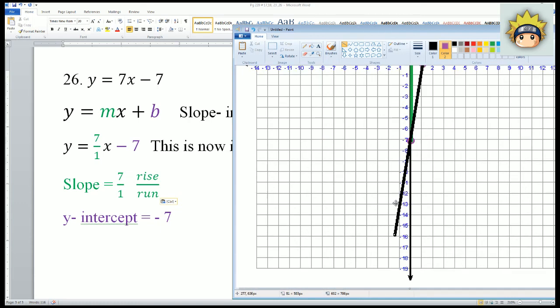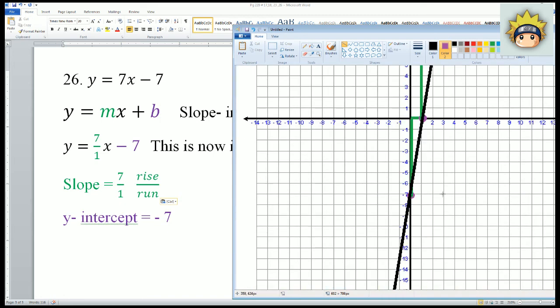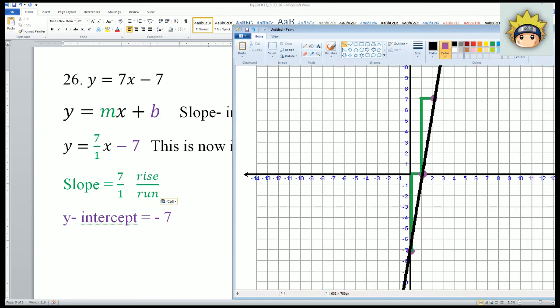A line goes on forever. There you go. So that is how the graph should look. I can zoom in if you want to see it a little bit better. There you go, that is how the graph looks. That is the homework solution for page 220, numbers 17, 18, 23, and 26.